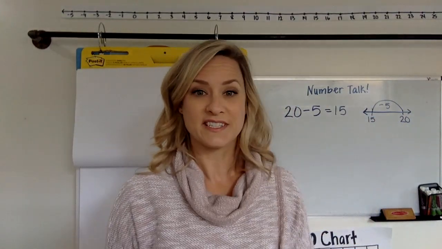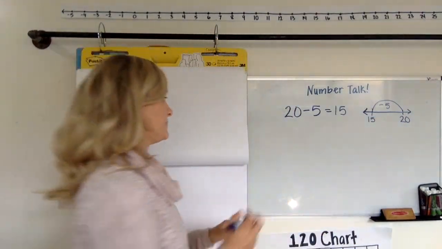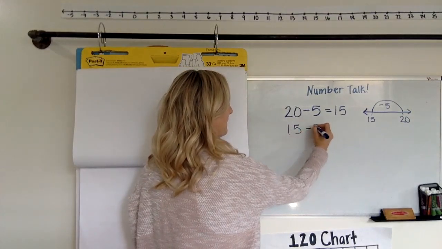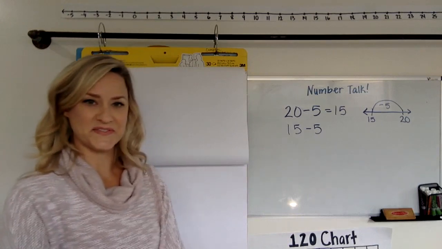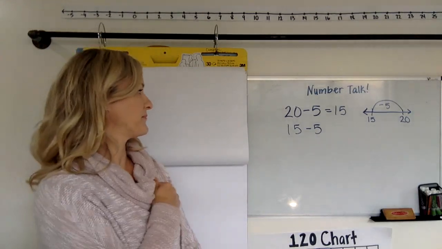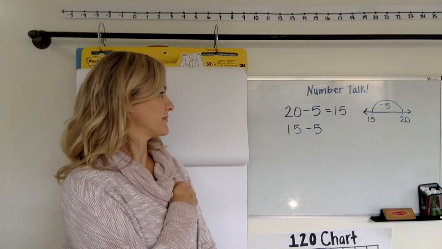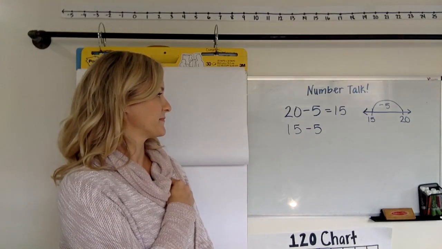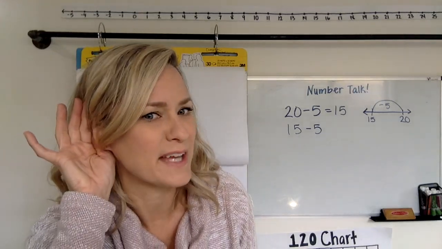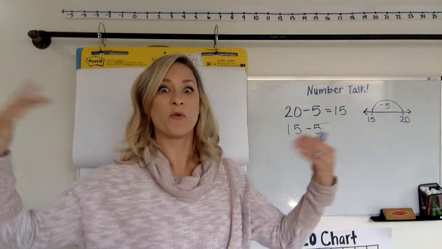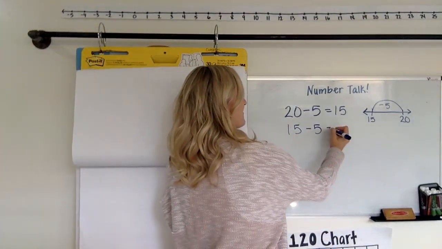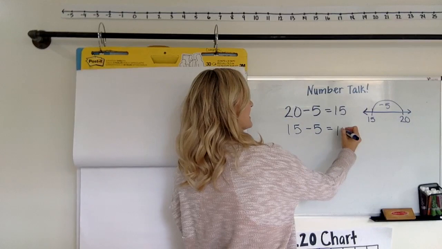All right, here's the next one. Are you ready? 15 minus 5. Okay, 1, 2, 3, tell me. What'd you get, 10? I could hear it all the way from my house. Quit yelling at me, you guys. Oh my gosh, you're loud. All right, 15 minus 5 is 10.